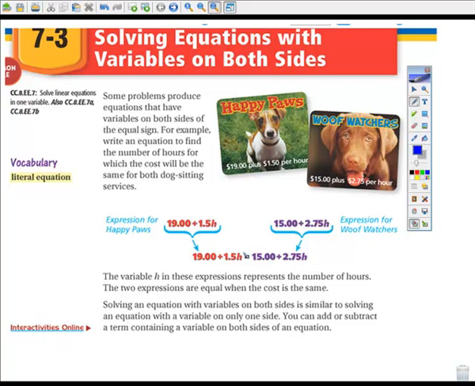So we can set those equal to each other because ultimately we want to know how many hours until they charge the exact same amount. It says solving an equation with variables on both sides is very similar to solving an equation with a variable only on one side. You can add and subtract the variable term just like we do the constant. So we're not going to start off dividing. That will always be our last step. So let's go ahead and look at a couple of these. And if you'd like to, if you bring this in and have it completed with the number of hours, I'll give you a couple extra points.